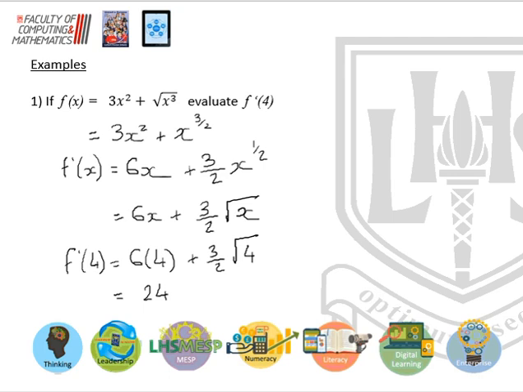Okay, so that's 6 4s are 24. Root 4 is 2, divided by 2 is 1, times by 3 is 3. So it's 24 add 3 is 27. So I'm evaluating the differential at the point 4 and I'm getting the answer 27. Okay, so f dash 4 means I'm differentiating first and then subbing in to get a value.